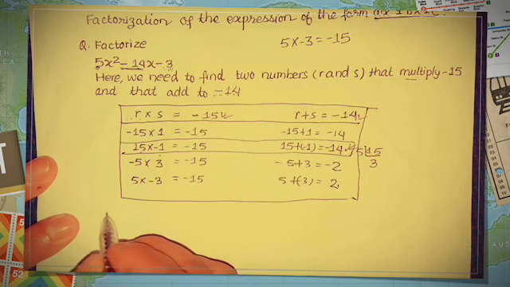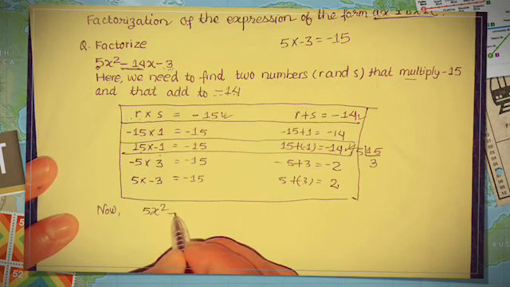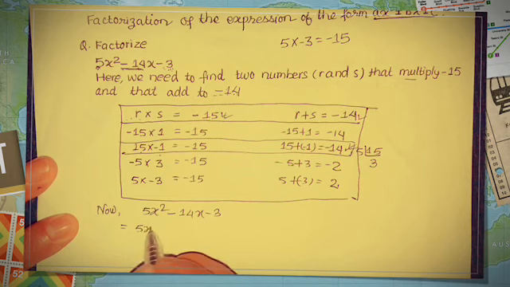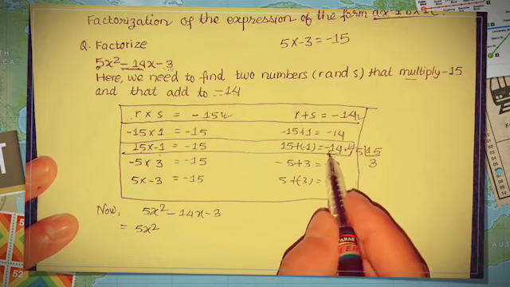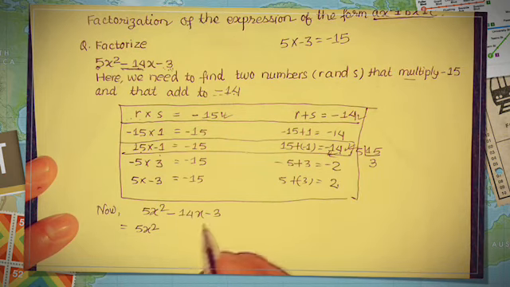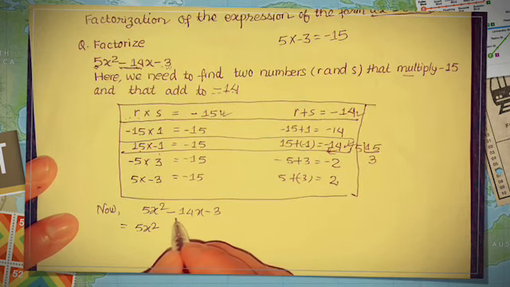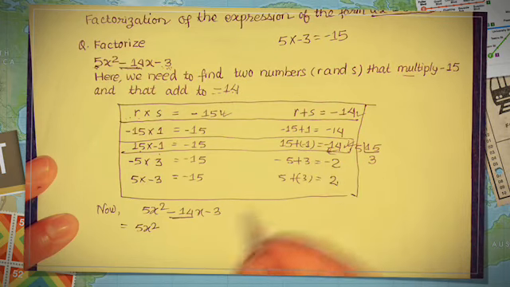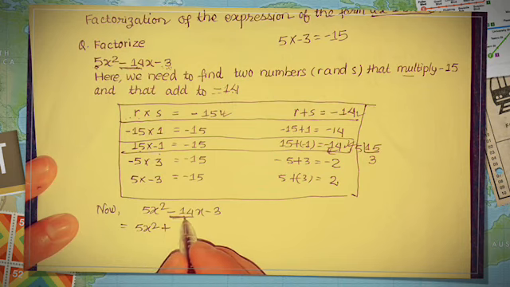Now, 5x² minus 14x minus 3. In place of minus 14x, what do we do here? In place of minus 14, we have to use 15 and minus 1. So in place of minus 14, we are going to write 15 plus minus 1, so we write a plus here.